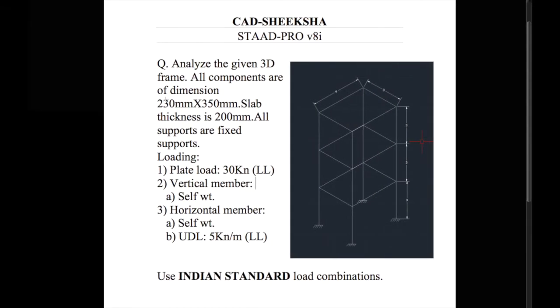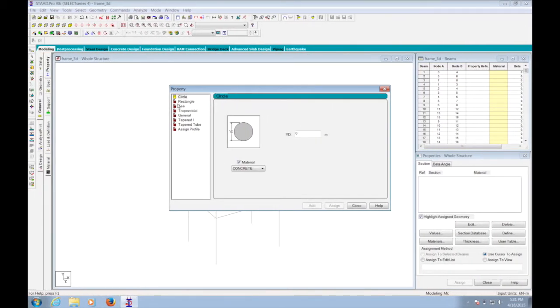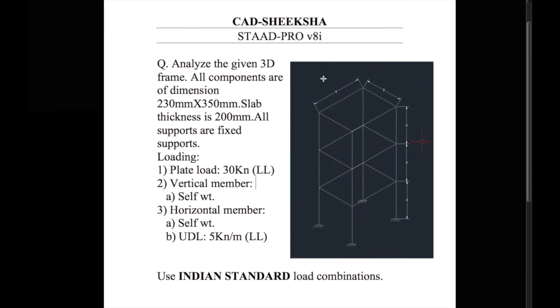So our beams and all the members are of dimension 230 mm by 350 mm. So rectangle, notice that bigger side is YD, so it will be 0.35 because we have a meter here, by 0.23. I'll just check it again. 350 by 230.